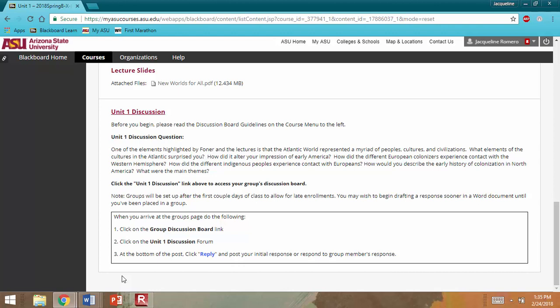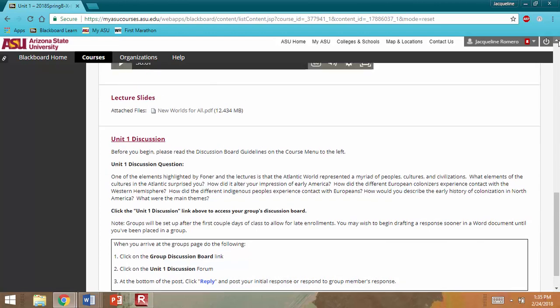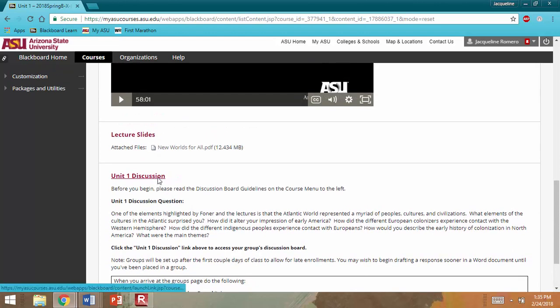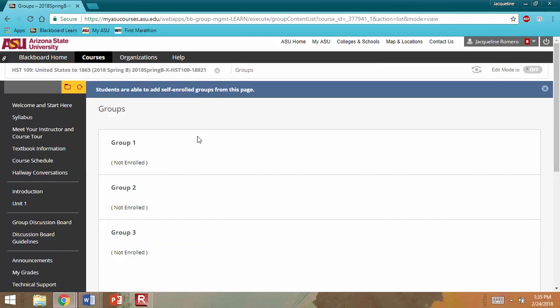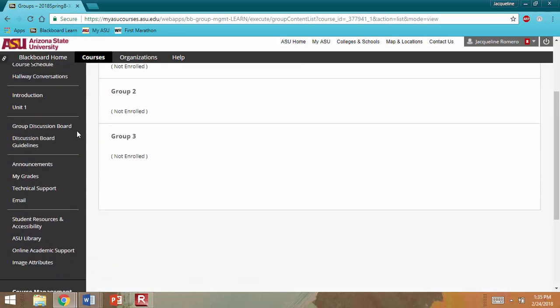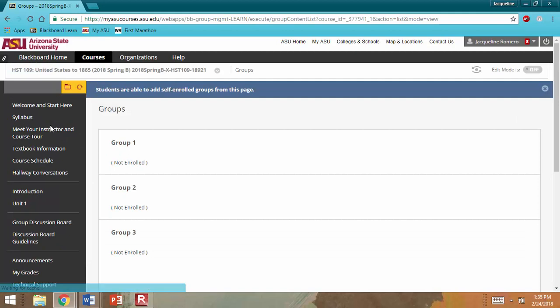Now, the discussion board is going to be the main part of our class here. You can get into the Unit 1 discussion through the unit. If you are somewhere else, you can always just go into here on the left, Group Discussion Board. You will be sorted into groups by the end of the week. We're just waiting for those first few days when we have a lot of people dropping or adding. That can make groups really confusing.